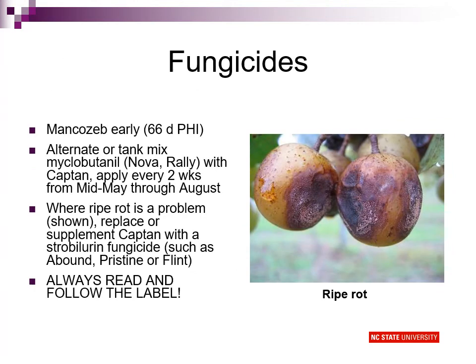The fungicides that are most commonly used are products like mancozeb, which has a 66-day pre-harvest interval. And then that's usually followed by a tank mix of Rally and Captan every 2 weeks. Where ripe rot is a problem, that's the disease shown in this picture, you want to replace or supplement the Captan with a different mode of action, perhaps a strobilurin fungicide like Abound or Pristine or Flint.